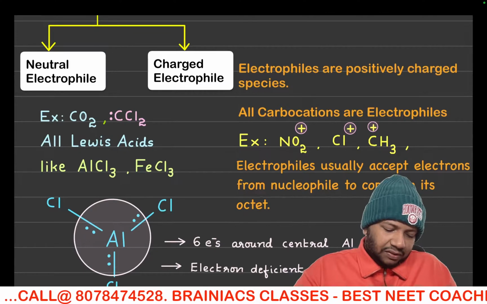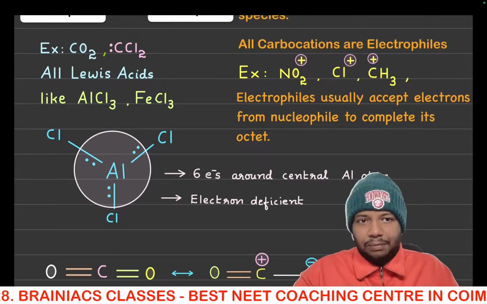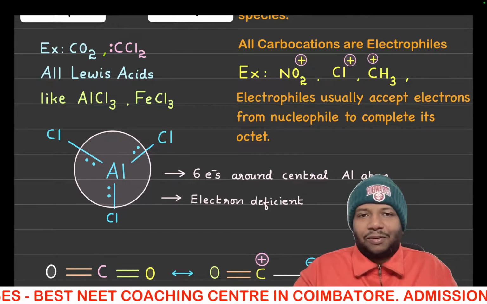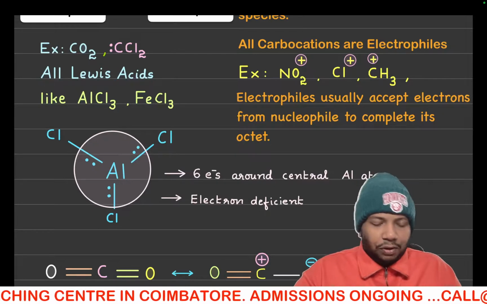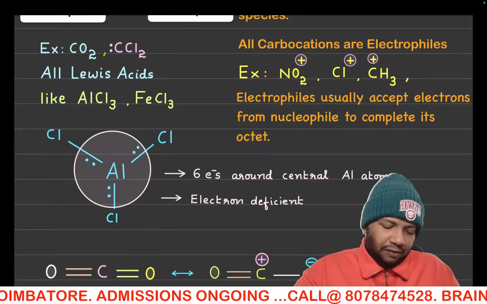Now let us try to understand some neutral electrophiles that usually come up in the exam. Because there won't be any positive charge, students may get confused whether it's an electrophile or not. The best thing you need to do here is check for the octet. For example, aluminum trichloride. It's a very famous electrophile.